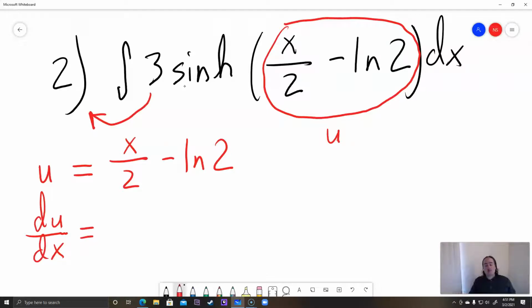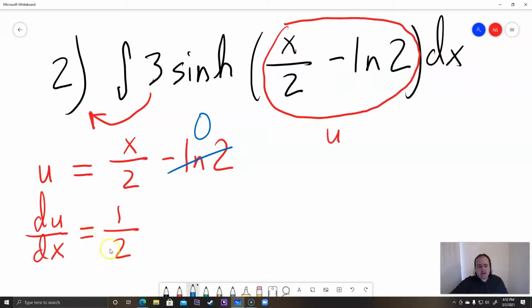equals, well, what's the derivative of x over 2? Well, that's the same as the derivative of 1/2 x, and you just get rid of the variable. So that's actually just going to be 1/2. And then what is the derivative of negative ln of 2? Well, remember that 2 is a constant, so that means ln of 2 is a constant, which means negative ln of 2 is also a constant. And the derivative of a constant is 0. Okay, so that's going to become 0 in the derivative. Okay, so we actually just get du dx equals 1/2.